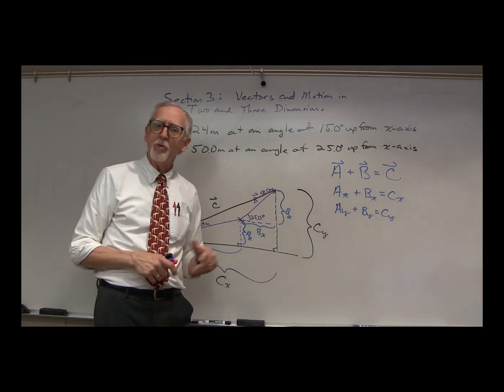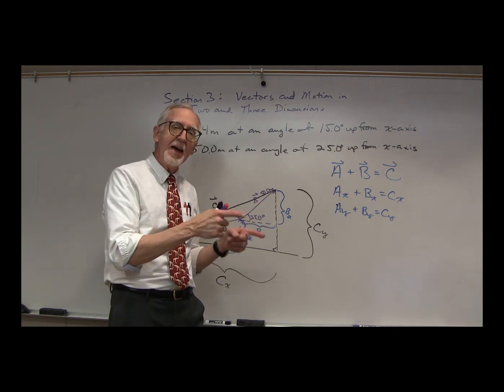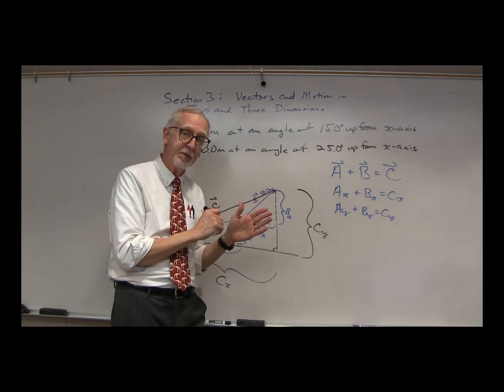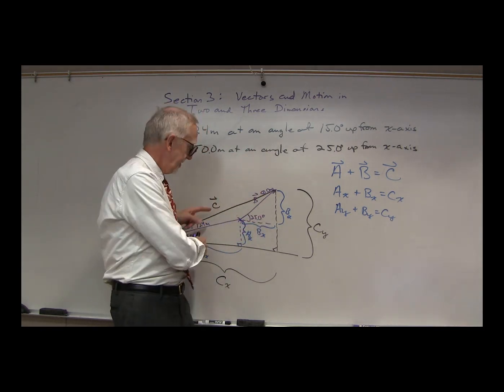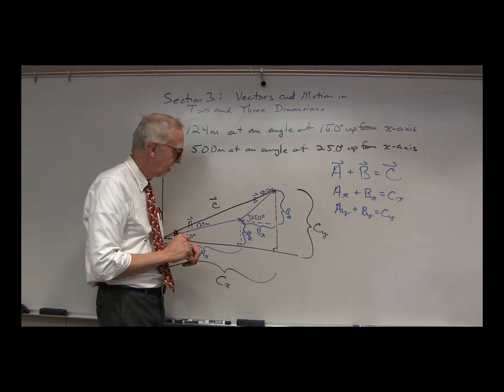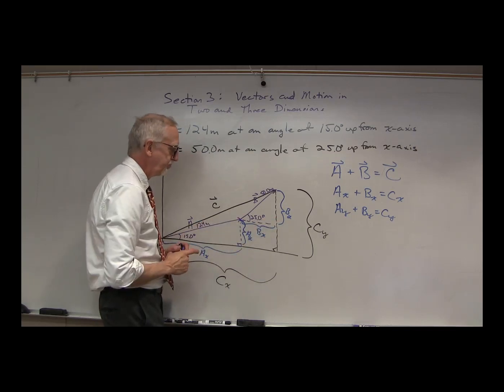Well, yeah, that's like the previous problem, but just worked in reverse. Before, we had the x and y components, and we put them together to find the net displacement. In this case, we've got the individual total displacement, and we're going to break it down into components. So what are AX, AY, BX, and BY?